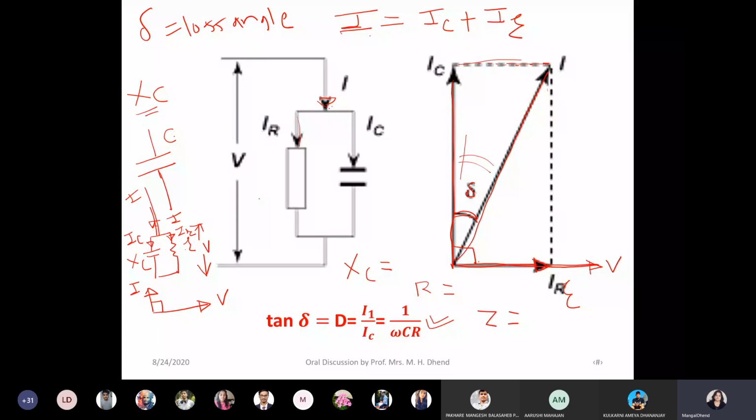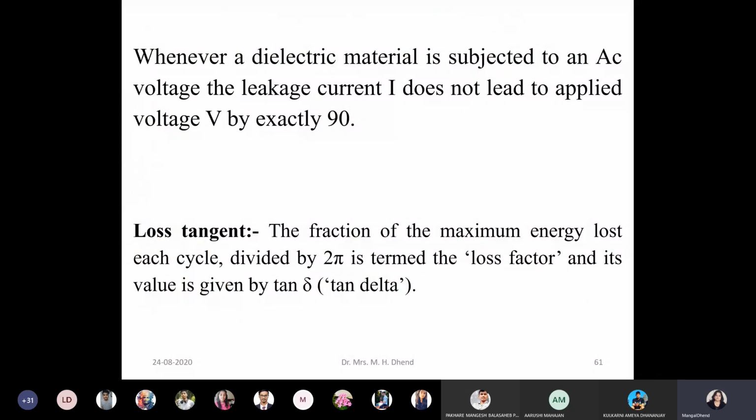Omega C means that instead of twice pi fc, omega is used. Twice pi fc means XC, and that is R. So it is 1 upon omega CR. Tan delta is equal to that. The fraction of the maximum energy lost by each cycle divided by 2 pi is termed the loss factor, and its value is given by tan delta.